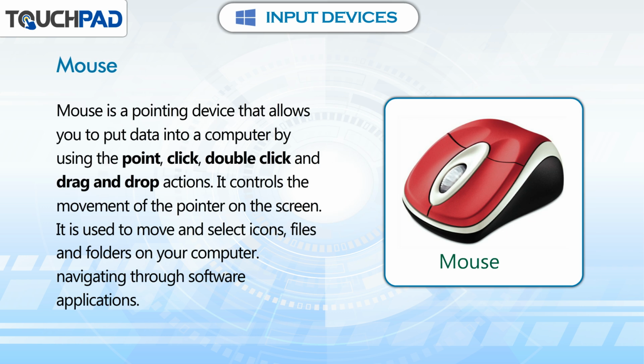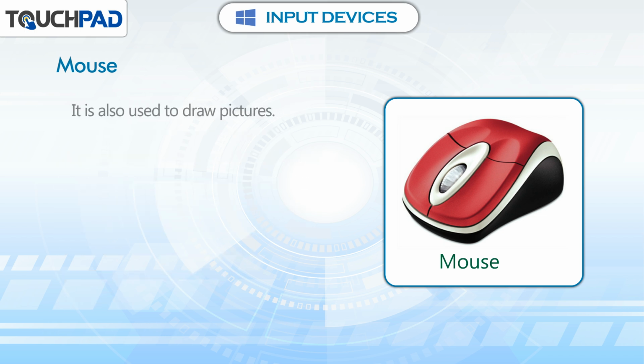Mouse. Mouse is a pointing device that allows you to put data into a computer by using the point, click, double-click, and drag and drop actions. It controls the movement of the pointer on the screen. It is used to move and select icons, files, and folders on your computer, navigating through software applications. It is also used to draw pictures.